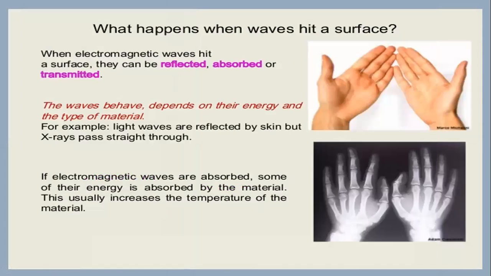This is also one of the examples of what happens when waves hit a surface. When an electromagnetic wave hits a surface, it can be reflected, absorbed, or transmitted. The wave behaves depending upon its energy and the type of material. For example, light waves are reflected by the skin, but X-rays pass straight through. If electromagnetic waves are absorbed, some of their energy will be absorbed by the material and usually increases the temperature of that material, that we are aware.